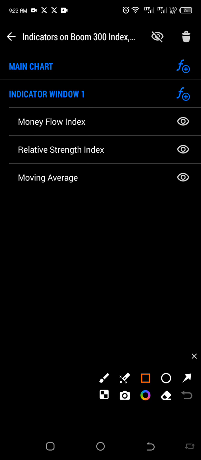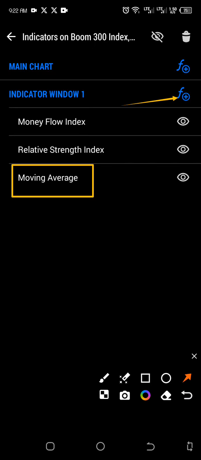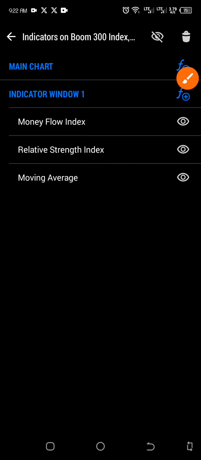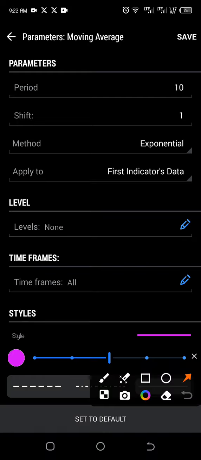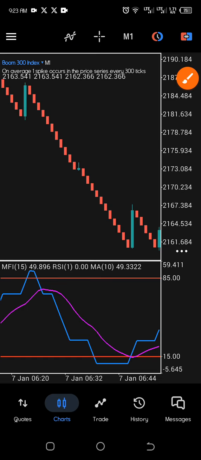Now for the last indicator, which is going to be the moving average. To add this, we click on this indicator window plus. We search for moving average and these are the parameters. The period is 10, shift is 1, method is exponential, apply to first indicator's data. For the style, use a color of choice and click on save. Again, for the moving average parameters, the period is 10, shift is 1, method is exponential, apply to first indicator's data, style is of your choice, click on save. Very simple and very straightforward, and that is how we use the strategy, and that is the settings.